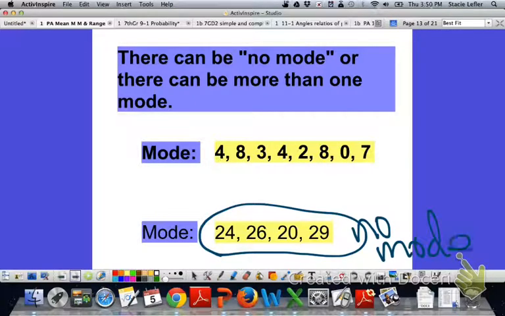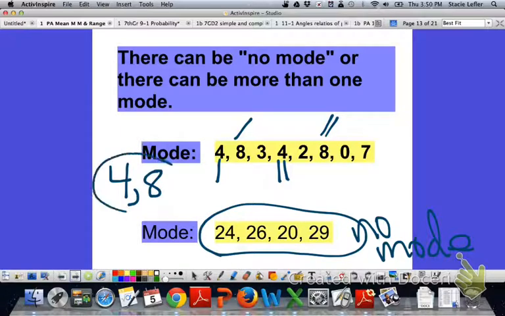But in our first set of data here, I see a 4 shows up once here and then twice here. We have an 8 showing up once here and then another time here. And then the other ones show up only once. So 4 and 8 tie for showing up the most often. So the modes would be 4 and 8.